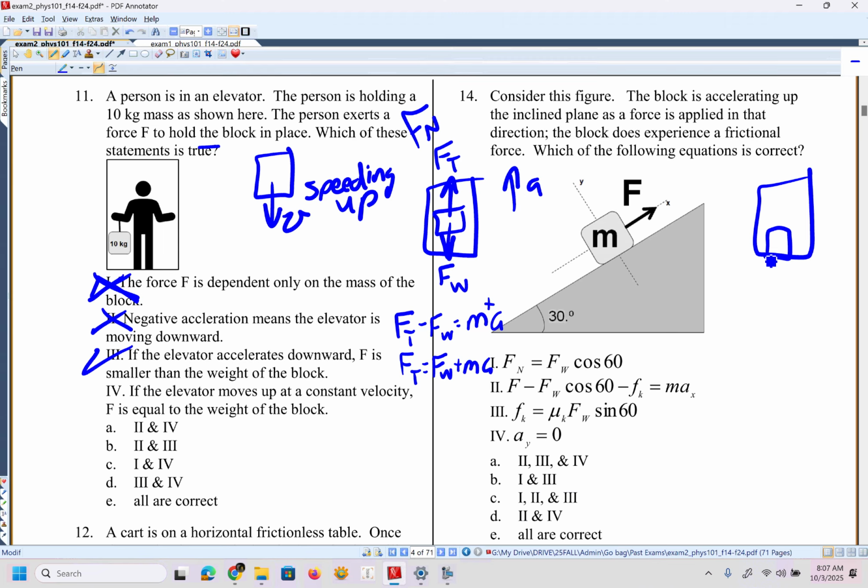And if the elevator moves up at a constant velocity, F is equal to the weight of the block. First, I know that 1 and 2 are wrong, so I can get rid of that one, that one, that one, and that one. So I'm already at D. It doesn't really matter what the answer for D is. I know that it has to be correct, and in fact, it is correct. If it's at a constant velocity, the acceleration equals 0, that means that force F is equal to the weight of the block.